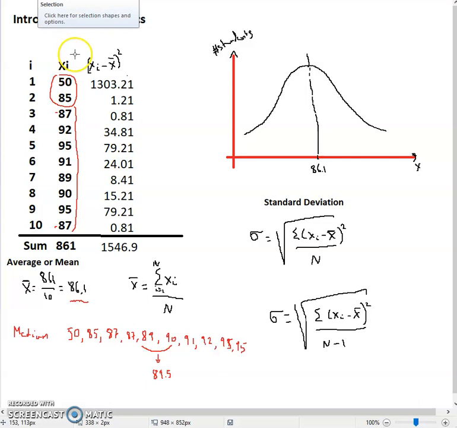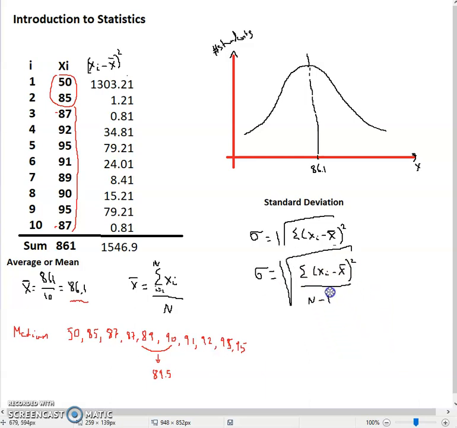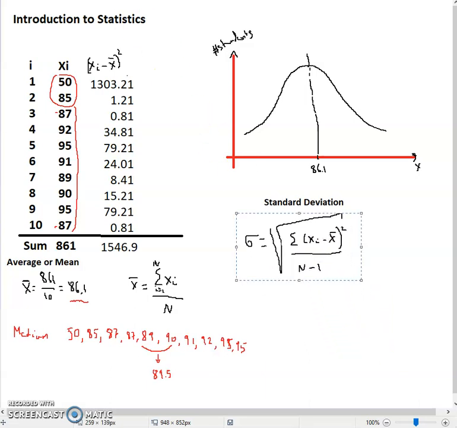So for this example, let's assume that these 10 students are just a sample of a much larger class. So we're going to use this rule for the standard deviation, and then this will equal the square root of 1546.9 divided by 10 minus 1, and this should equal 13.1.